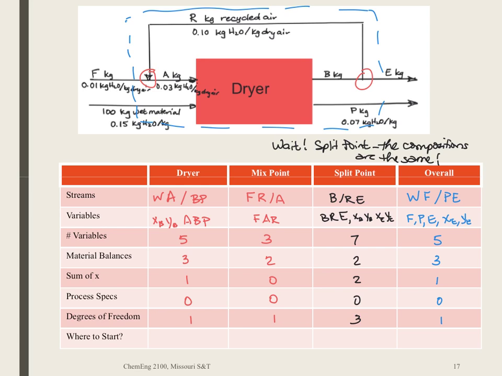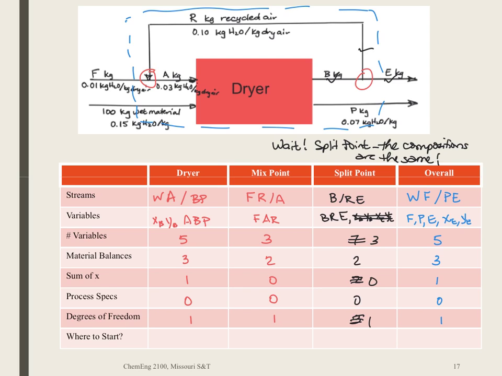That means that actually I do know some of those compositions. In fact, if I know the composition in stream R, I also know the composition in streams B and E. So these are, in fact, not unknown. In fact, I only have 3 variables, B, R, and E. I have 2 material balances. I do not have any sum of X equations. And again, I'm going to have 1 degree of freedom.